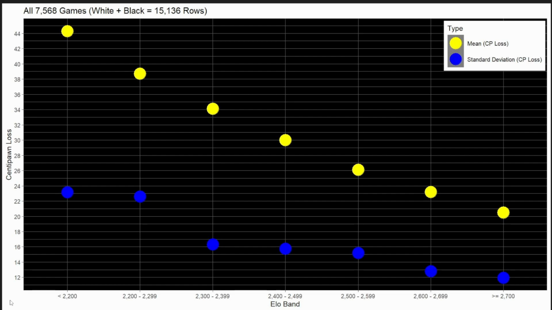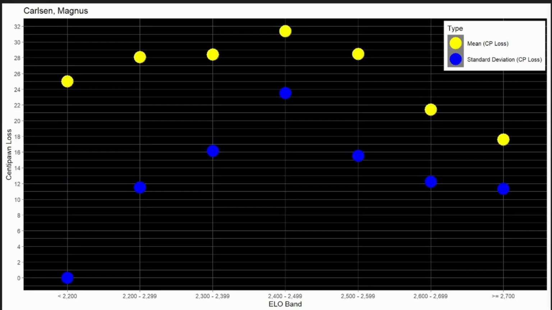So I probably should be talking about correlation coefficients, but I've just not got to that bit yet. And I wanted to make an update video. So yeah, overall, the mean centipawn loss is 44 for 2,200 or less. And what is that? It's hard to read. About 20.5 for 2,700 plus.